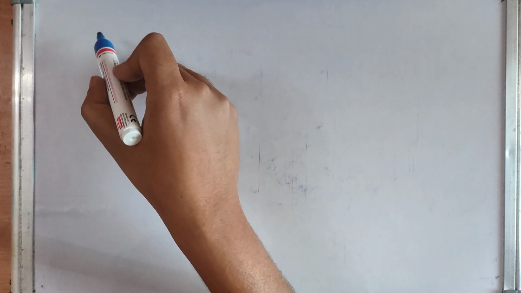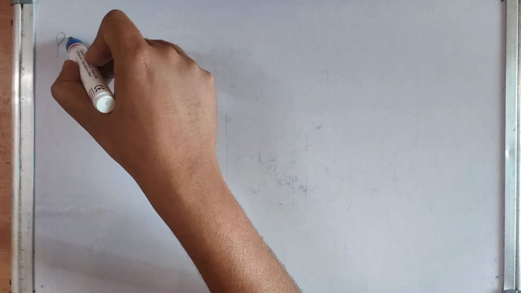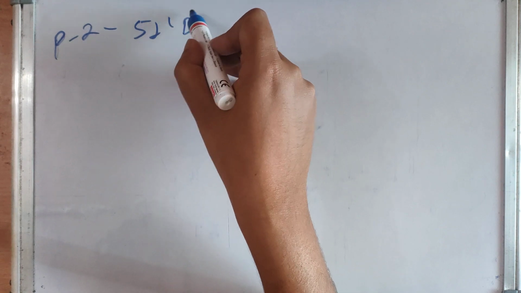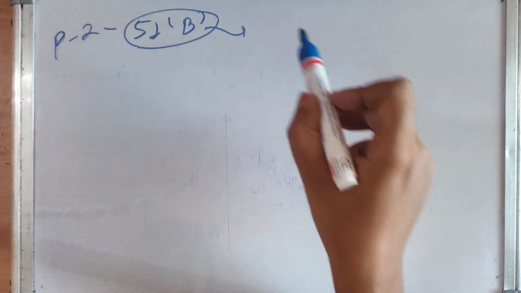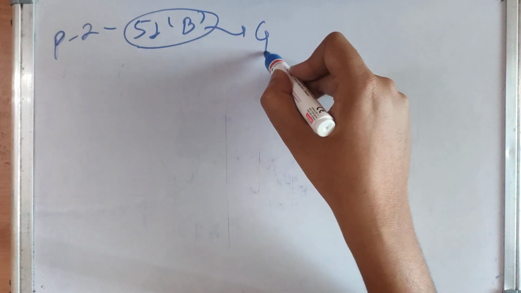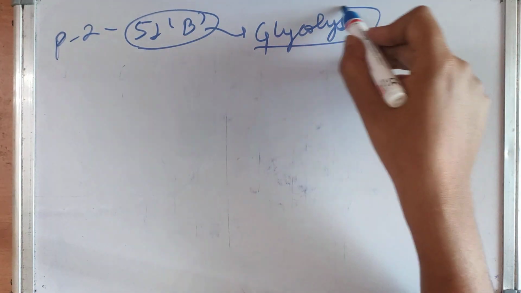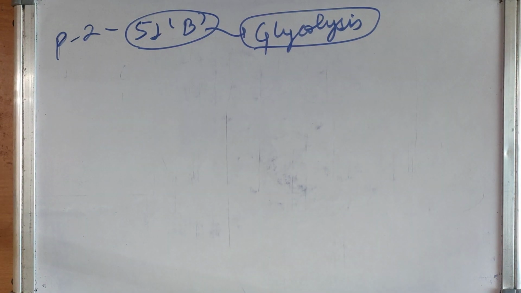So today we are going to do topic 51 of paper 2, topic 51b of paper 2, that is the remaining parts of respiration. So here we are going to discuss glycolysis. The first topic of the second part of respiration is glycolysis.